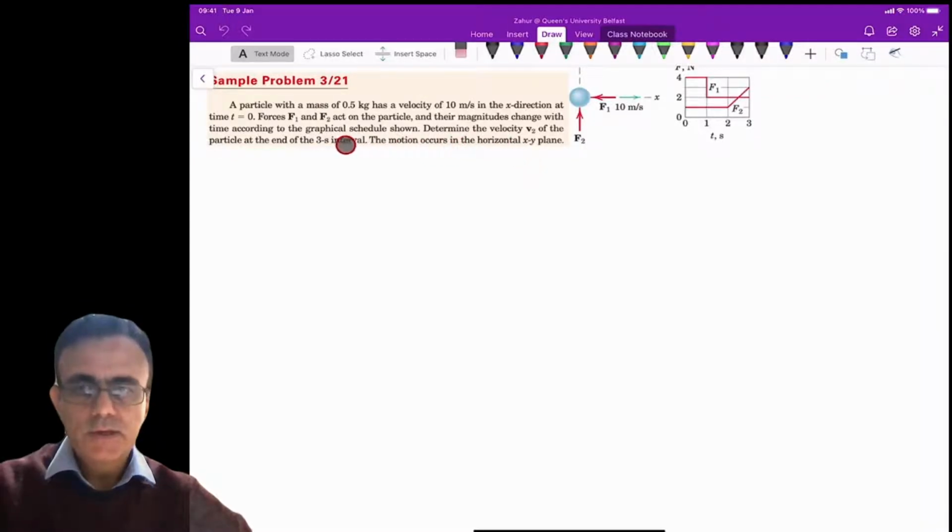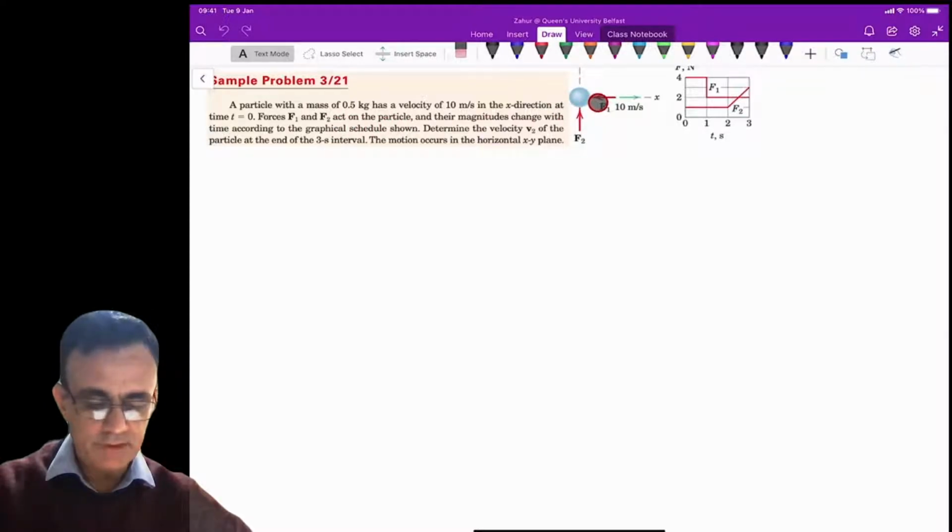Okay, so the first example, which is sample problem 3.21, is taken from the Meriam book. In this case, a particle with a mass of 0.5 kilogram has a velocity of 10 meters per second in the x direction at time t equals 0. Forces F1 and F2 act on the particle, as you can see in this figure here, and the magnitude changes with time according to the graphical schedule shown.